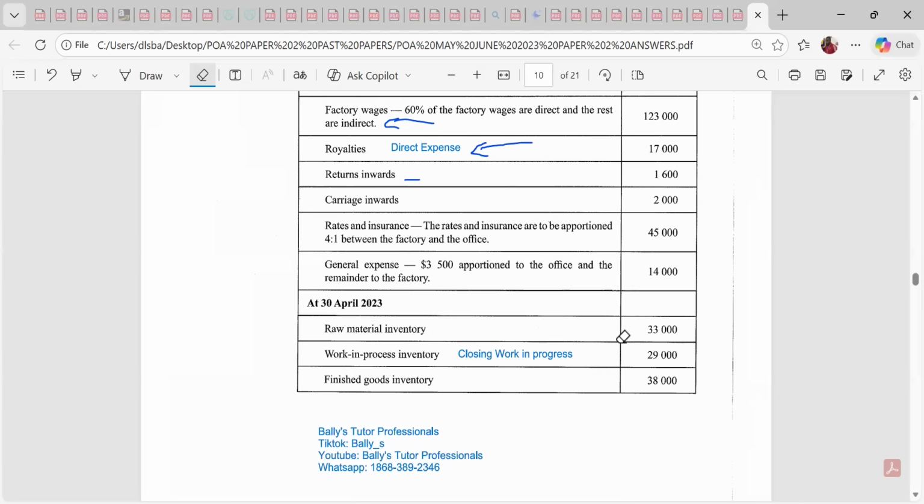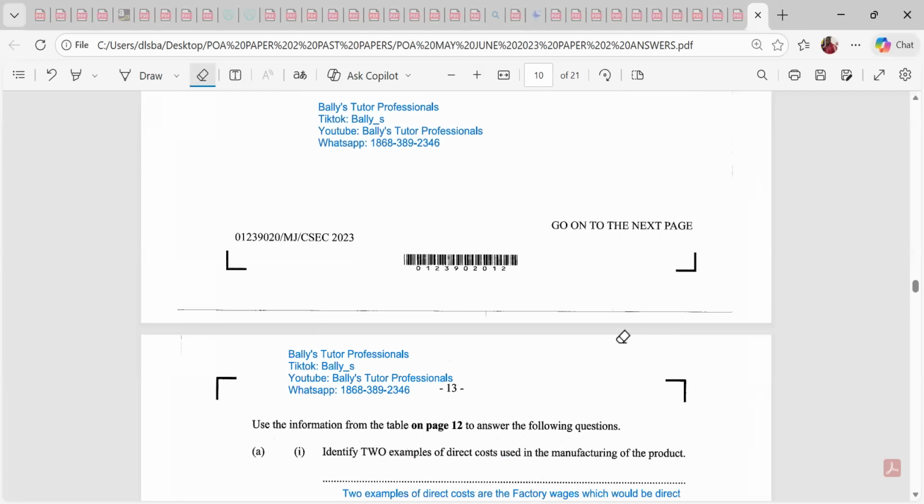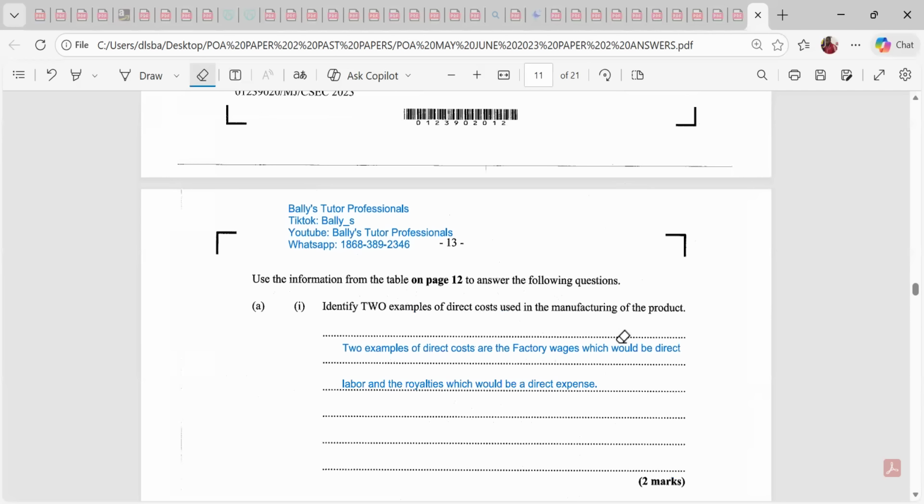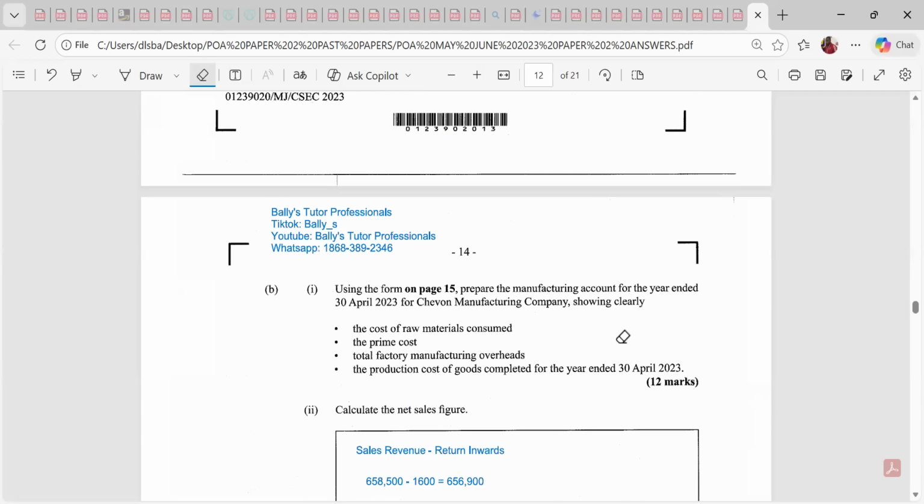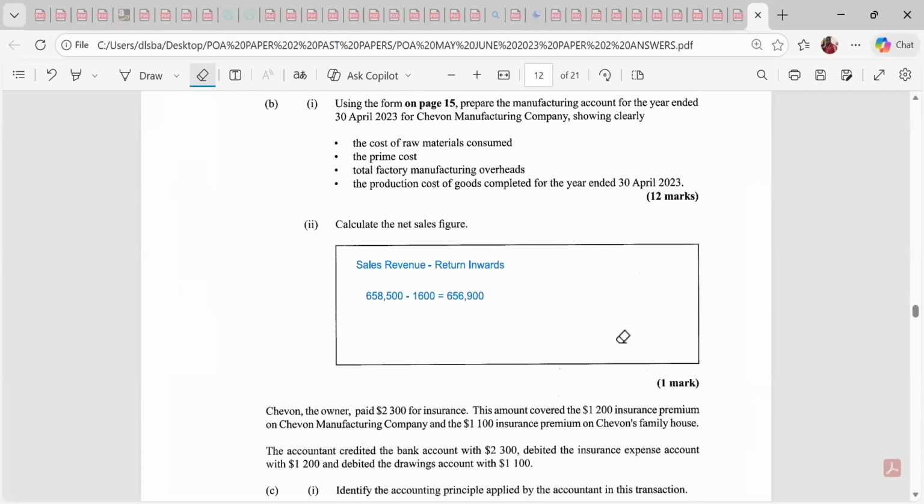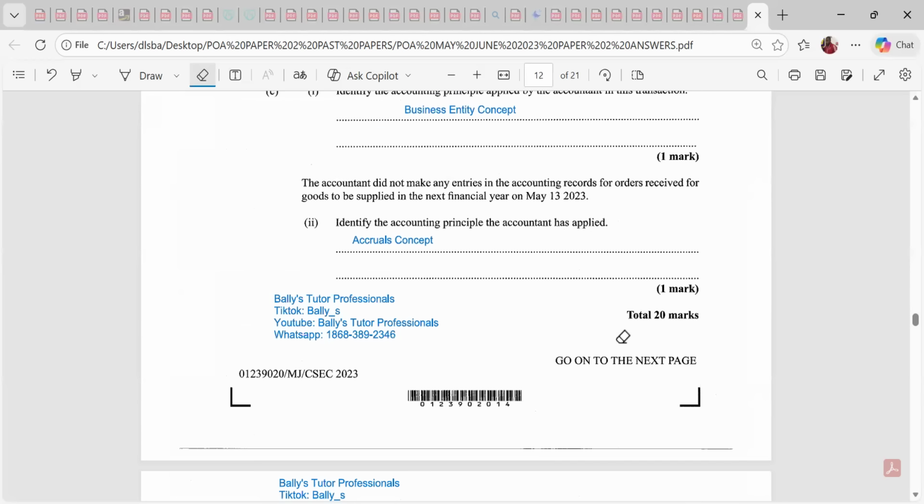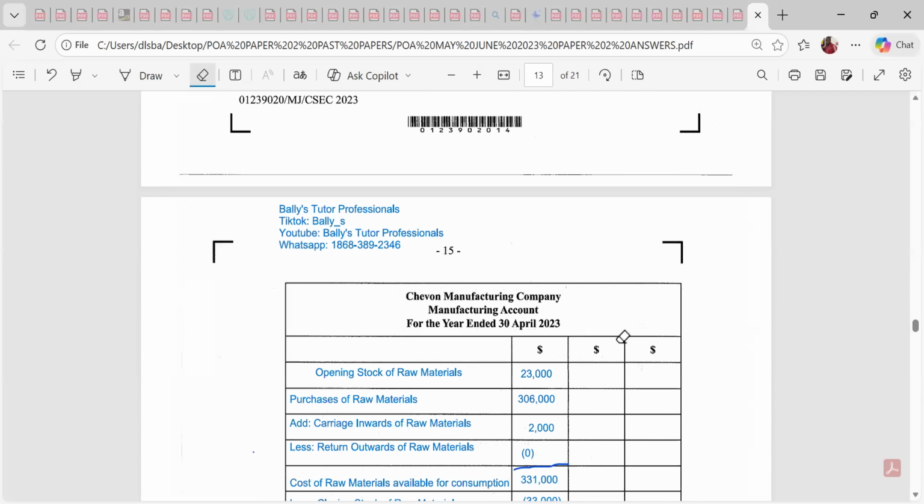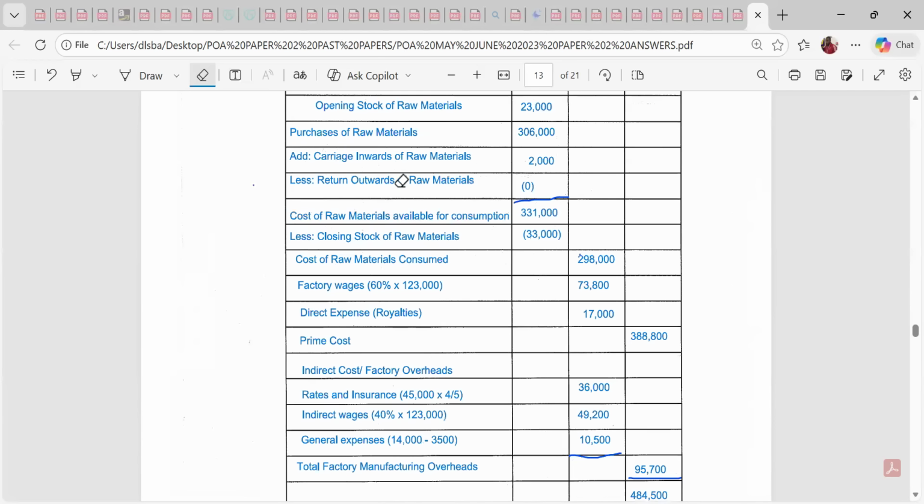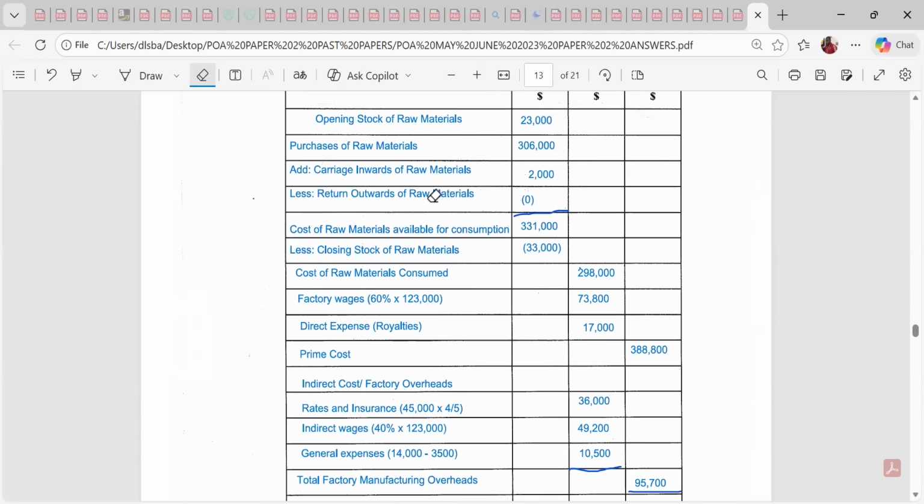So just try to remember, you need to add up your direct cost first, which is direct material, plus direct labor, plus direct expenses. In most cases, they will tell you what the direct labor is. They will tell you what the direct expenses is. The direct material, you're going to have to calculate. So you have to learn that formula. But it's just like the formula for cost of goods sold. So that should help you out. Opening stock plus purchases, add carriage inwards, less returns outwards, less closing stock.